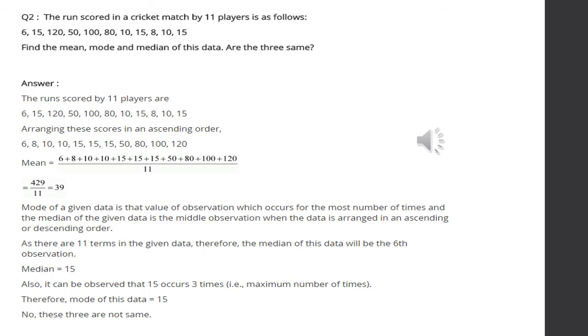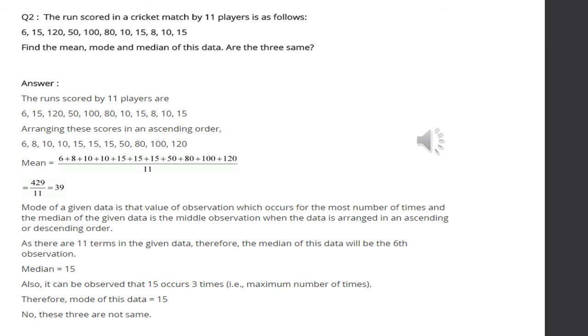Let us start with question number 2. The runs scored in a cricket match by 11 players is as follows. We have to find out the mean, median and mode of this data, and we have to see whether they are same or not. First, we will be arranging the data in ascending order. Then we will be finding the mean by simply adding them and dividing by 11, because there are 11 players and 11 observations. The sum is 429 divided by 11. We are getting mean as 39. Mode of the given data is the value of observation which occurs most frequently.